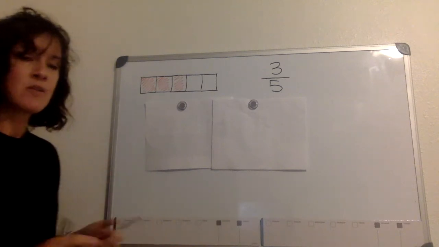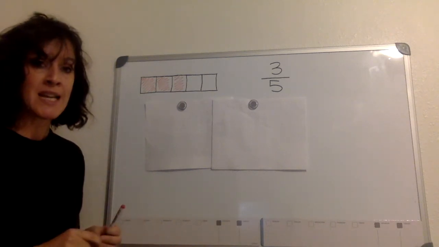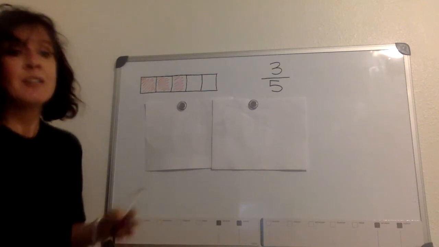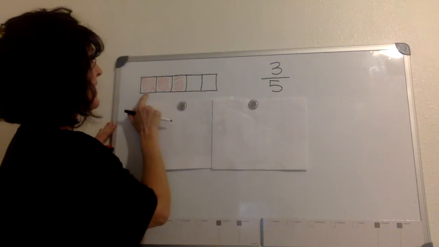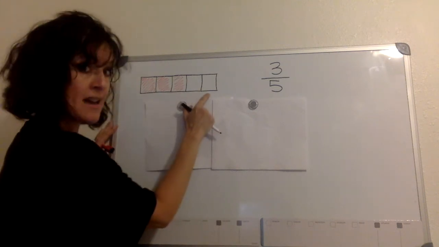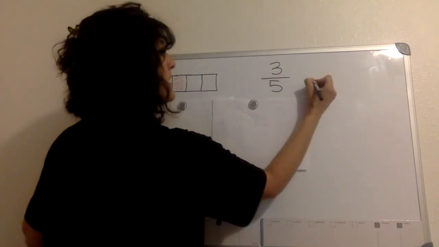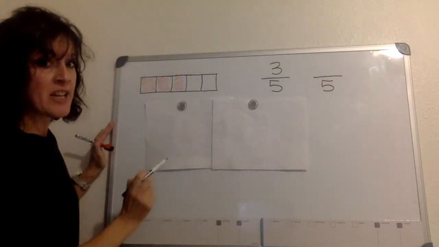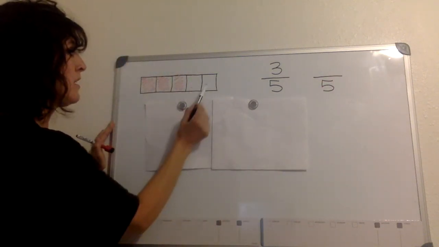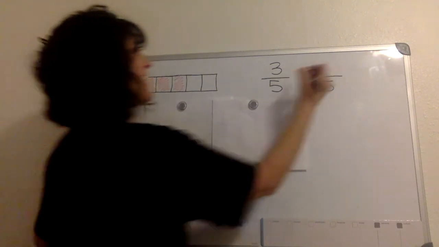What if I were to ask you this? Which part of the rectangle is not shaded? So not shaded, once again I have 1, 2, 3, 4, 5 for my denominator. My not shaded parts are 1, 2. They're not shaded.